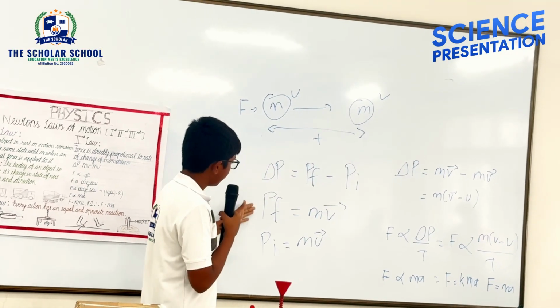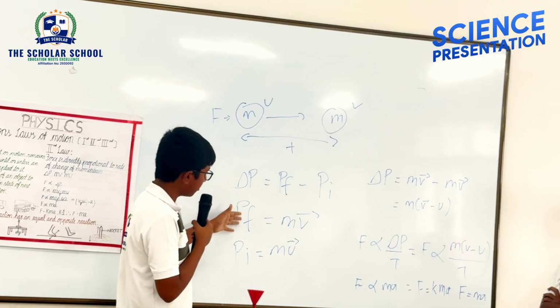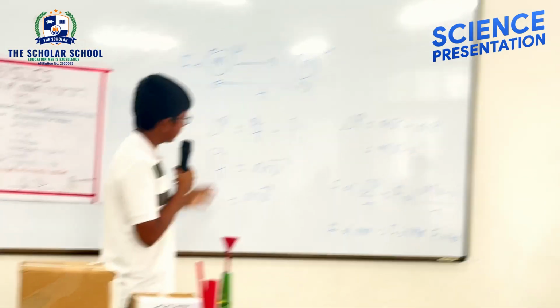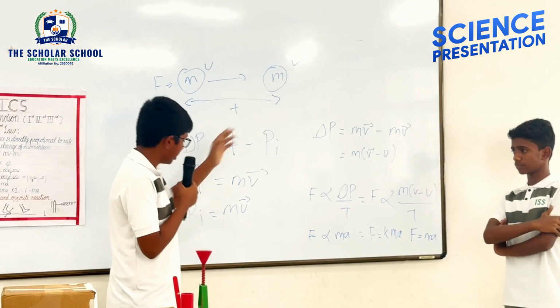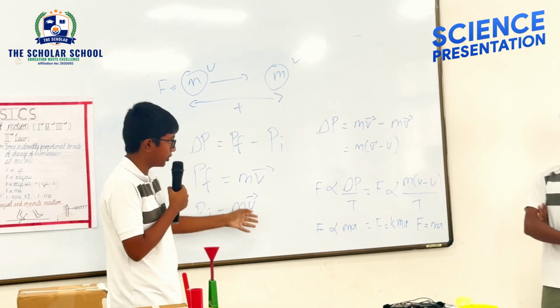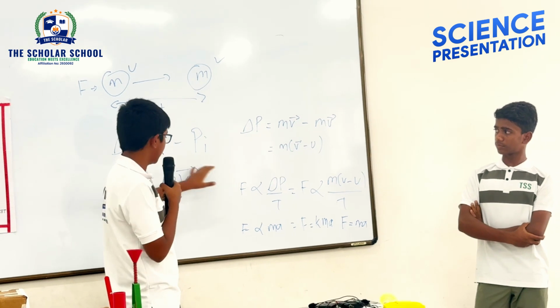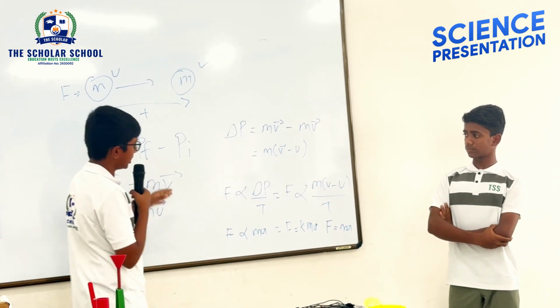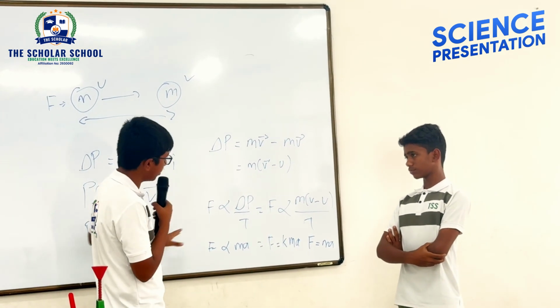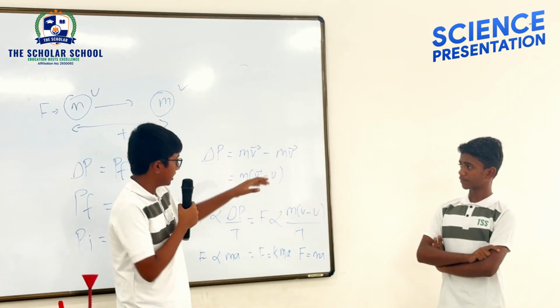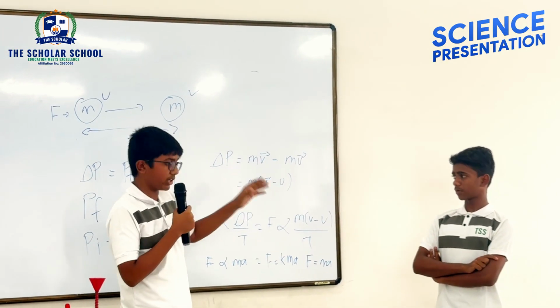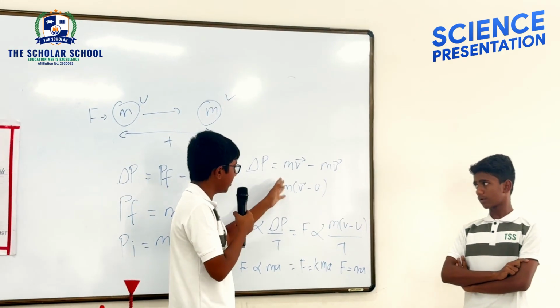So the final momentum should be mv, and the initial velocity is equal to u. So the initial momentum should be mu. Change in momentum is final momentum minus initial momentum. As the value of final momentum is mv and initial momentum is mu, it is mv minus mu. In both terms, m is common, so when I take m out, it becomes m into v minus u.